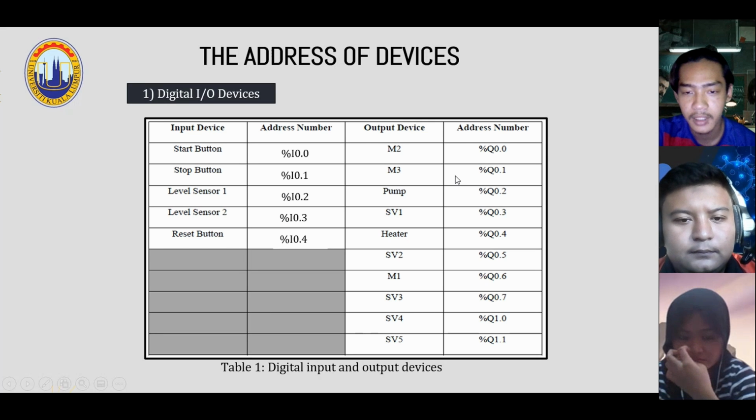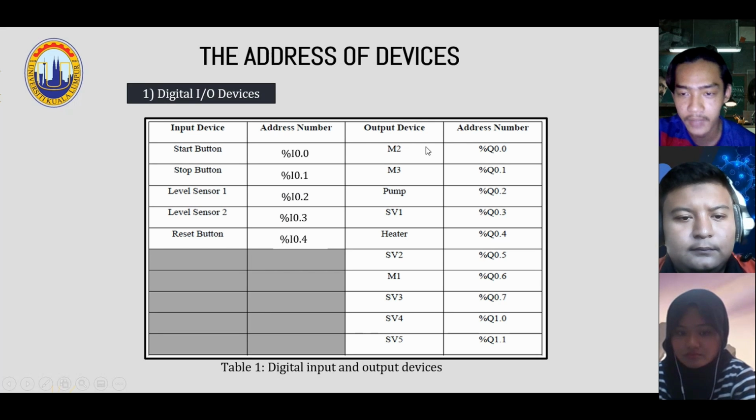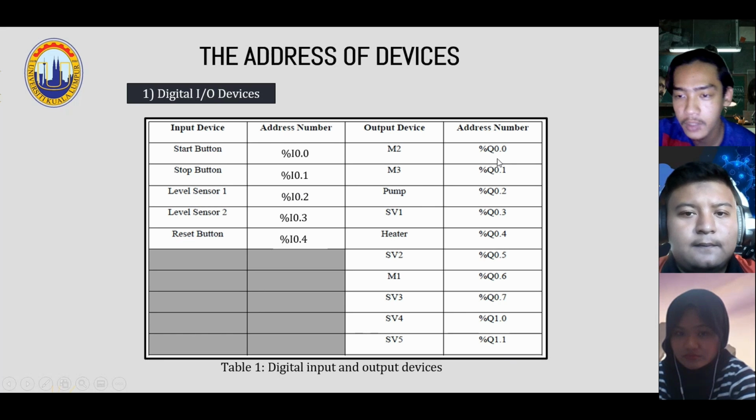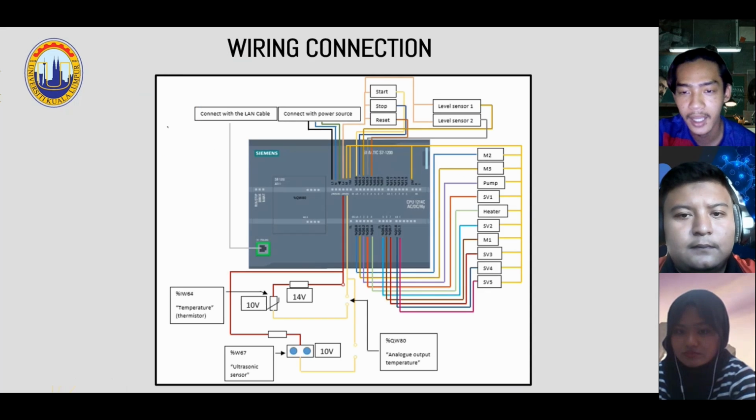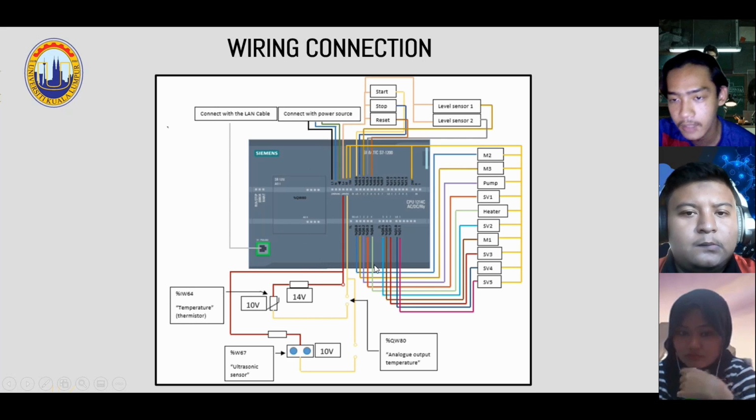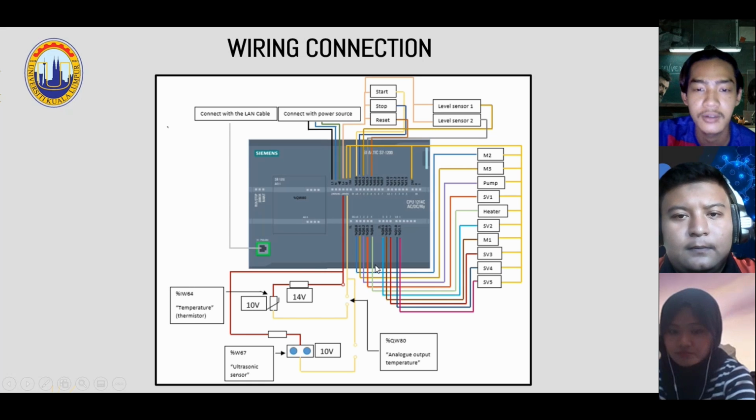So, for the example, based on the table of input and output devices, the first output, which is motor 2, uses the address number %Q0.0. Hence, when making the connection, one of the wires at motor 2 needs to be connected to the 2M, and the other wire needs to be connected at %Q0.0 of the PLC. The same step also applies for every output connection. The difference is just the number of addresses used.